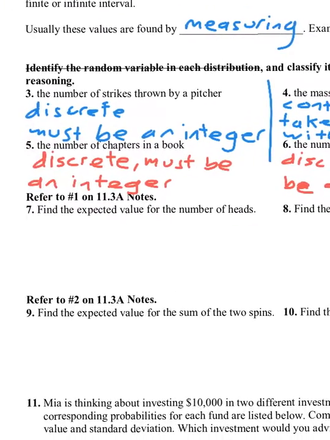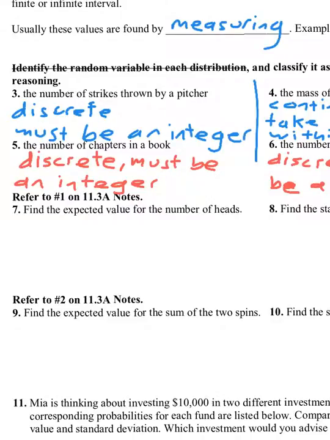Alright, now we're going to do some math. So referring back to the 11.3a notes, we need to find the expected value for the number of heads. Expected value is just another way of saying the average. So we're going to find the average number of heads. If you flip a coin 4 times, I would just guess that the average number of heads would be 2. But I will show you mathematically how to do that.